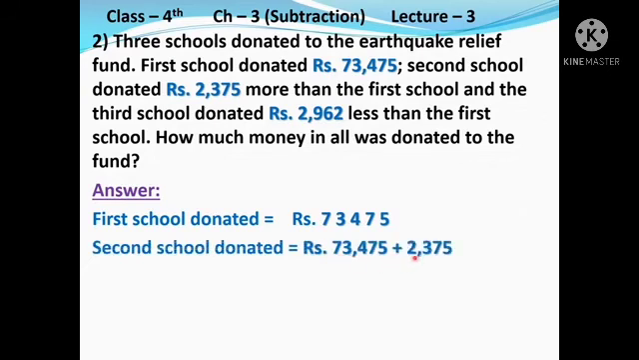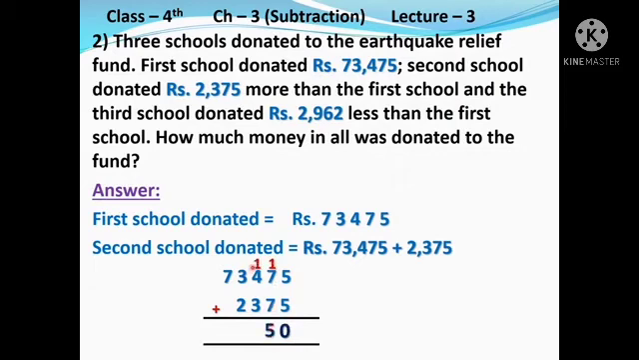73,475 plus 2,375. Why? Because see, it is more than the first school. That's why we will do addition here. So now write down 73,475 plus 2,375. Clear? Now add this. 5 plus 5, 10. Write 0 here and 1 carry. 1 plus 7, 8 plus 7, 15. Write 5 here and 1 carry. 1 plus 4, 5 plus 3, 8. Write 8 here. 3 plus 2, 5. Write 5 here and write 7 as it is. So second school donated equal to rupees 75,850. Clear?